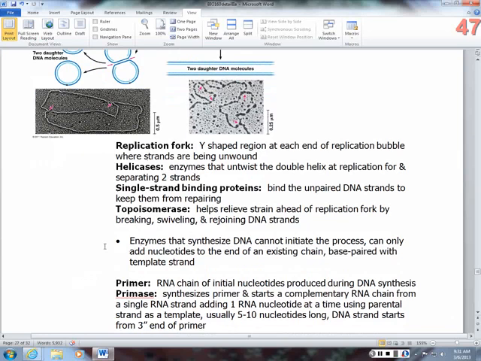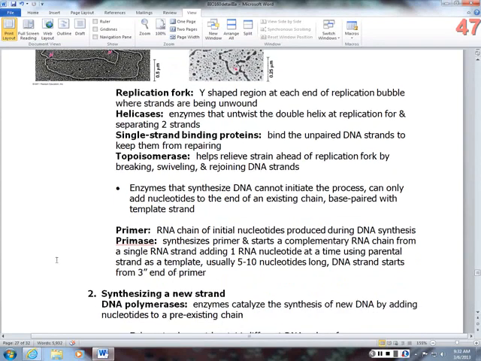The enzymes that synthesize DNA cannot initiate the process. They can only add nucleotides to the end of the existing chain that is base paired with the template strand. So since they can't initiate the process, that means you get a whole other set of enzymes that initiate the process, and a whole bunch more regulation by having more enzymes to regulate what DNA is being copied and which is not.